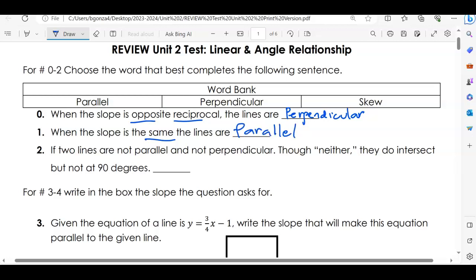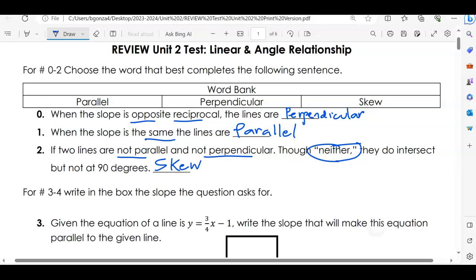Cool. Now, number 2, if two lines are not parallel and not perpendicular. Okay, usually we would say neither, but there's a special name for that. If they do intersect but not at 90 degrees, we call that skew. Okay, that's a vocab word.